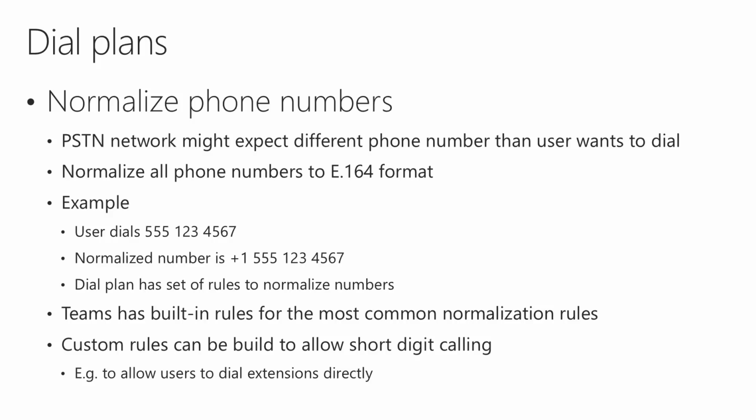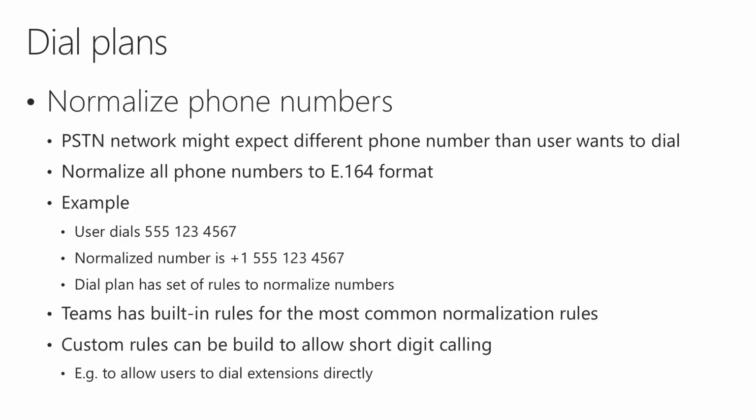So, for example, a US phone number would be +1 555 123 4567. But that's not how users dial phone numbers. Most users, if they are located in the US, will just dial 555 123 4567. So there are built-in rules as part of a dial plan that will normalize this number and fit it to the expected E164 format. Teams has built-in rules for the most common normalization rules.